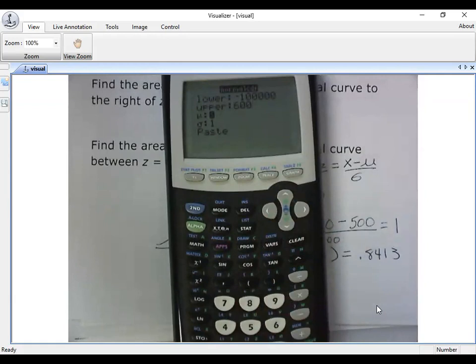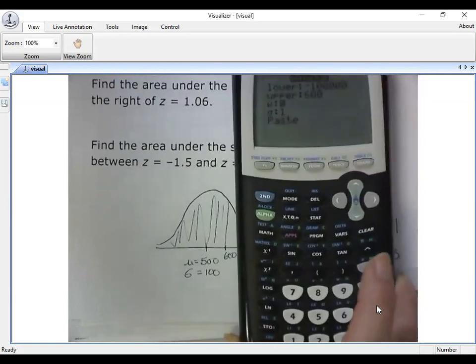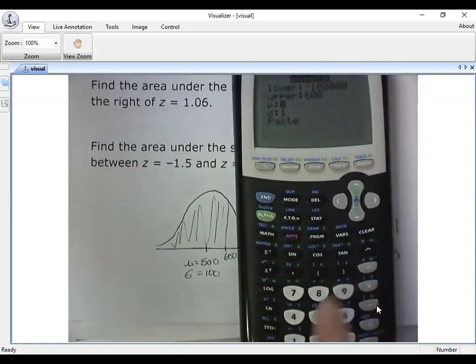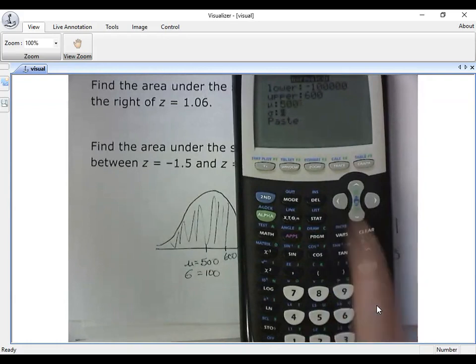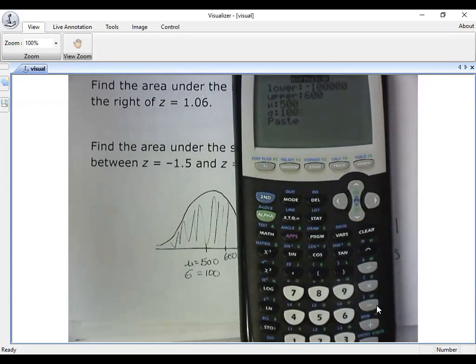But my mean is not 0 anymore. What was my mean on this original problem? 500. What was my standard deviation? 100. See, I don't have to convert it if I want to put it in here.